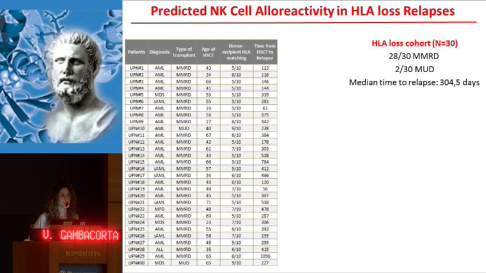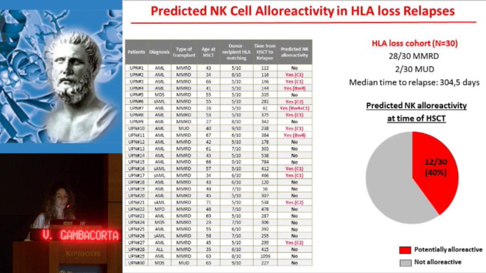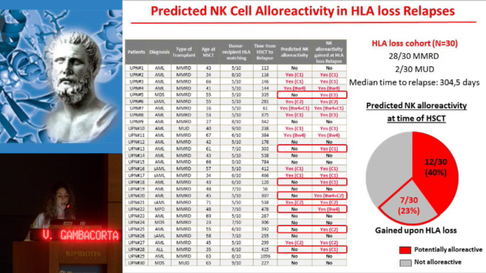Finally, I would like to point out another peculiarity of this type of relapse. They occur very late after transplant, at a median of 300 days. First of all, by using the Perugia algorithm, we checked our series for potential NK alloreactivity, which was predicted in 40% of patients at the time of transplantation and gained at the time of HLA haplotype loss in an additional 23%, accounting for a total of 63%.